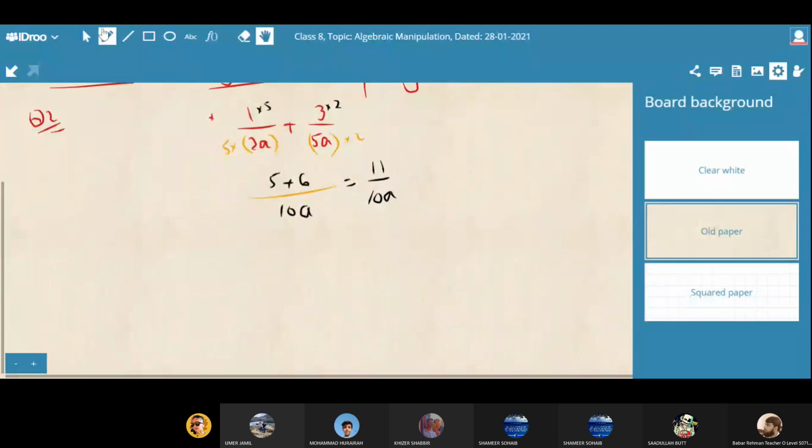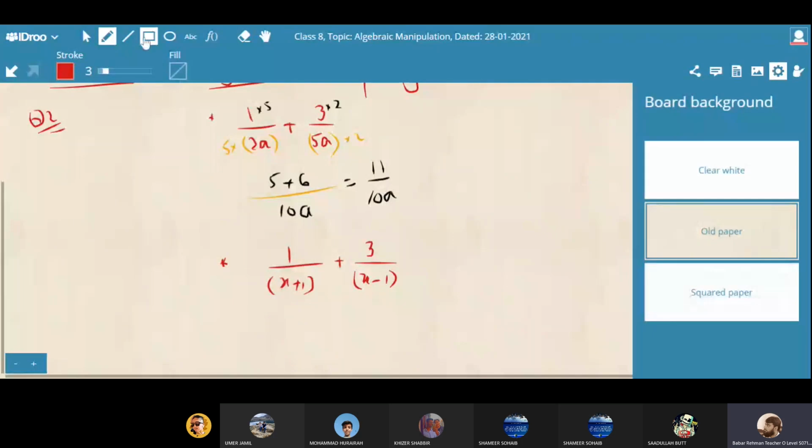Okay, now one more important thing. Sometimes brackets come in the denominator. So how can we do that? Look at this: 1 upon x plus 1 plus 3 upon x minus 1.